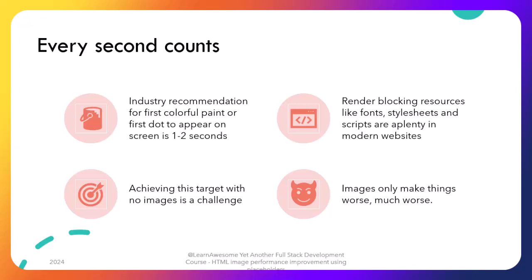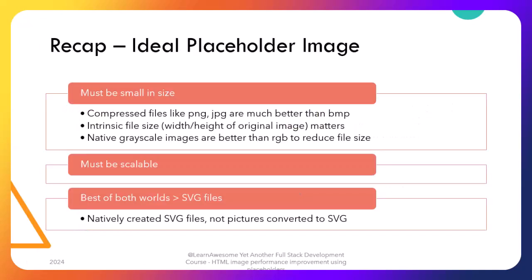So it's finally time to introduce placeholder images. To recap, an ideal placeholder image must be small in size, must be scalable, and the size of the file depends on a lot of factors. Compression plays a big role, where JPEG, PNG, etc. are much smaller compared to uncompressed BMP files. Then intrinsic file size matters, where if you reduce the dimensions of an image by using any resize tools in various editors, the file size is reduced drastically.